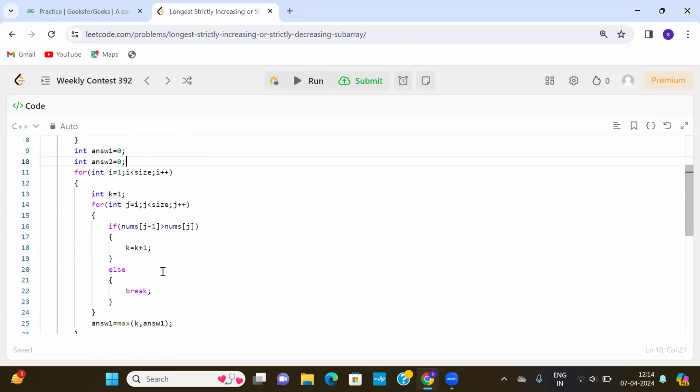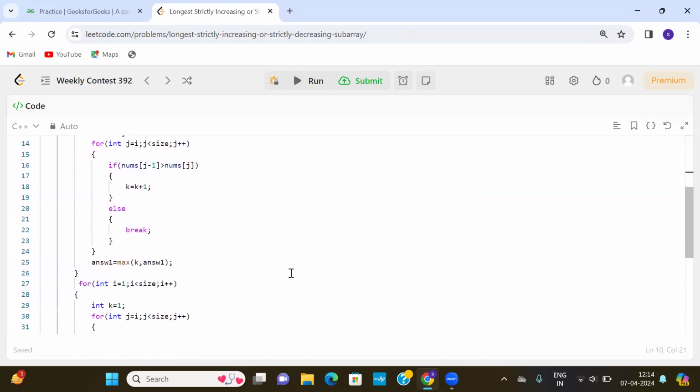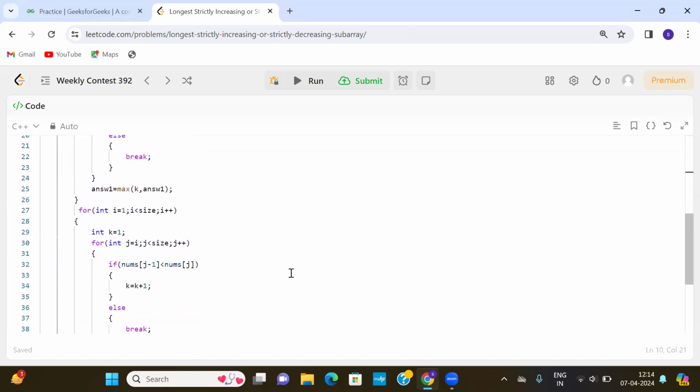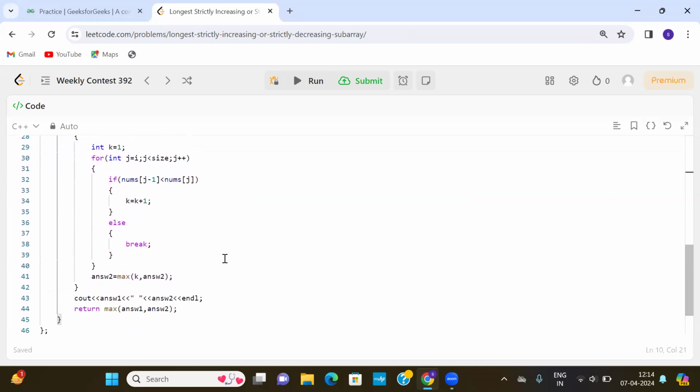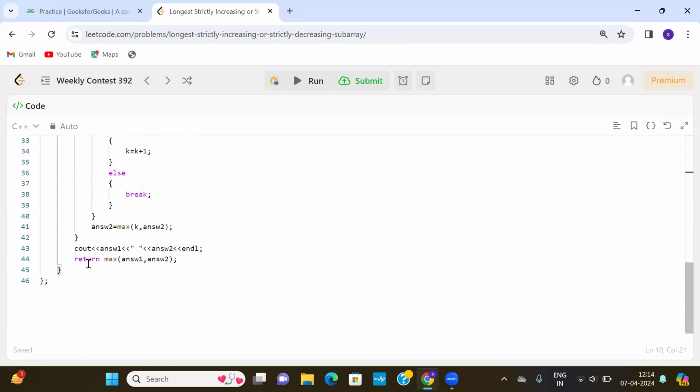Once this entire loop gets completed, in answer 1 we will have the length of the longest subarray which is strictly decreasing. Then I have followed the same approach for strictly increasing. The only change I did is changing greater than to less than. In the answer 2 variable, we will have the length of the longest subarray which is strictly increasing. After that, I am going to return max of answer 1, answer 2, which is our answer.